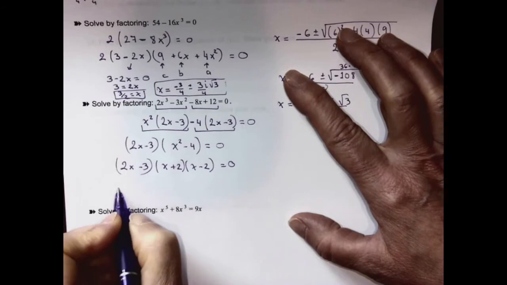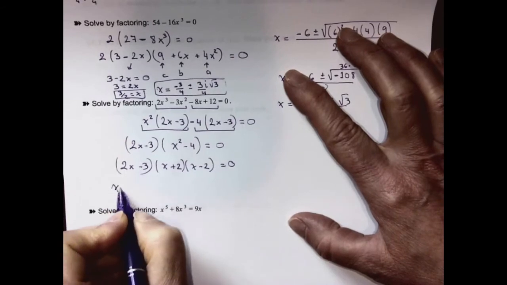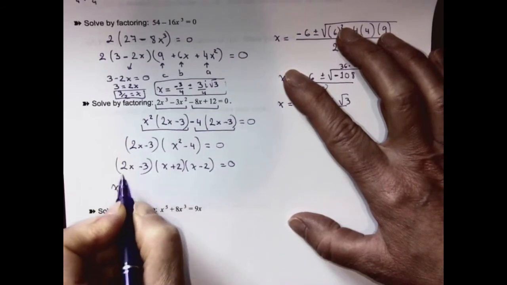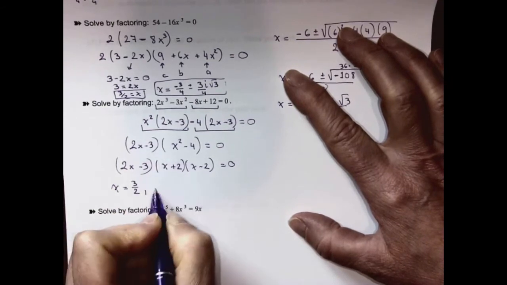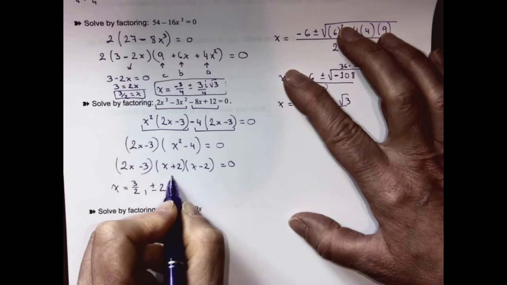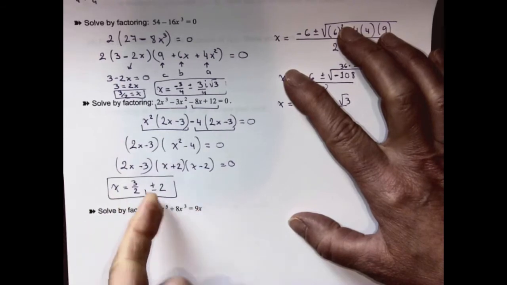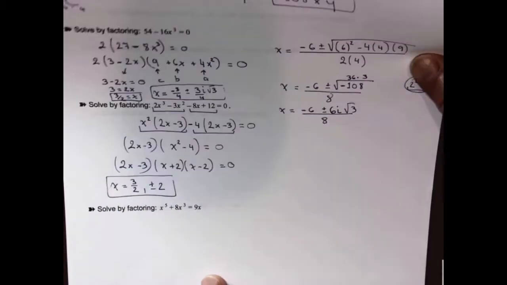And now we can use the zero product property and say, okay, then x is equal to 3 over 2, negative 2, and positive 2, so plus or minus 2. We have 3 solutions. It was a cubic. We are good to go.